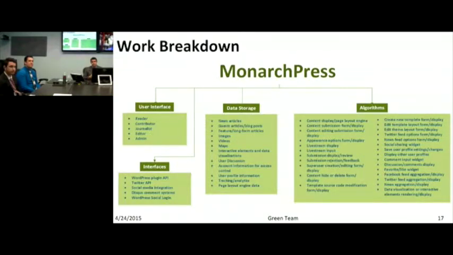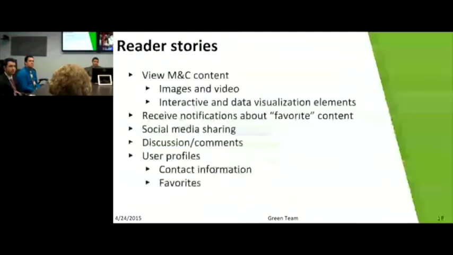And then for our algorithms, I won't go over all of these, but some of the most important ones are the content display and content editing, the Twitter and news feed display, the Twitter and news aggregation, and also content visibility for dynamic permissions. I'm going to go over the user stories. We kind of split them all up between 5 different user roles: the reader, contributor, journalist, editor, and admin.